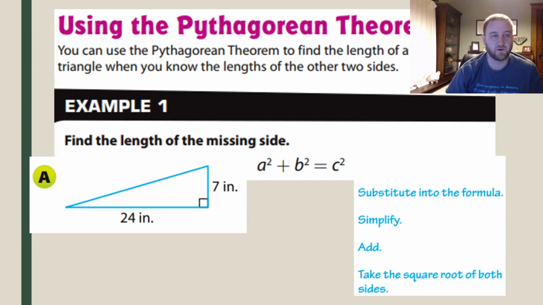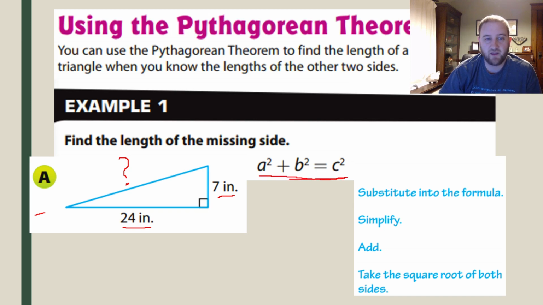First, using the Pythagorean theorem: you can use it to find the length of a side of a right triangle when you know the lengths of the other two sides. For example, here we've got a right triangle. Two sides are given, but we are missing the length of the third side. Since we know this is a right triangle, we can use a squared plus b squared equals c squared to figure out the length of this missing side.